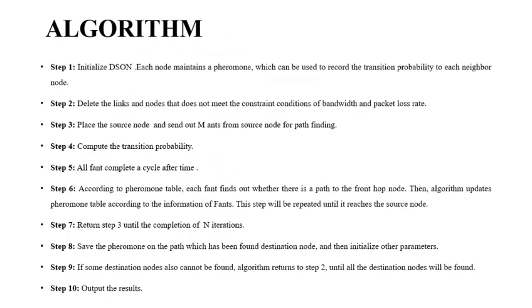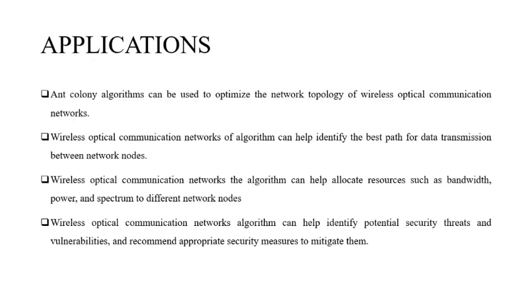Here we can see what we discussed above in the flowchart. The 10 steps will be displayed here. First we are initializing how we are searching for the data and nodes. Initially we are sending many ants to search for the data through the source node. All those things are covered in these 10 steps that we are going to introduce.